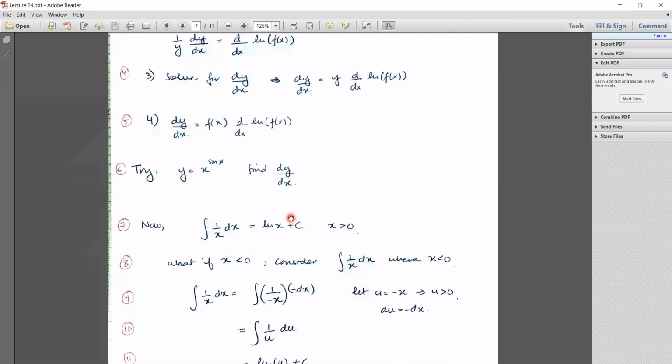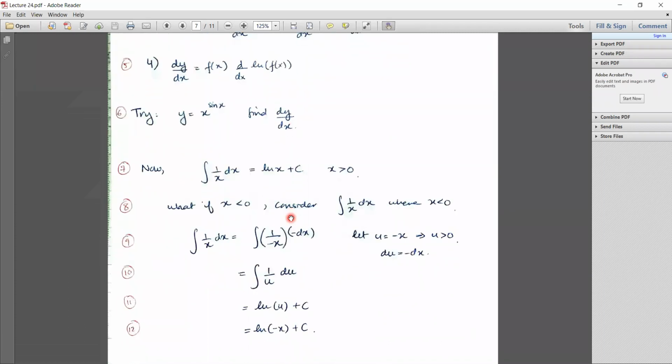All right. So in the beginning, I said that the integral of 1 over x dx is ln x plus c when x is greater than 0. And I said I'll deal with what happens when x is less than 0 in a bit. So now we're going to deal with that. What if x is less than 0? I cannot write this because I cannot have natural log of a negative number. Natural log is defined only for positive numbers.